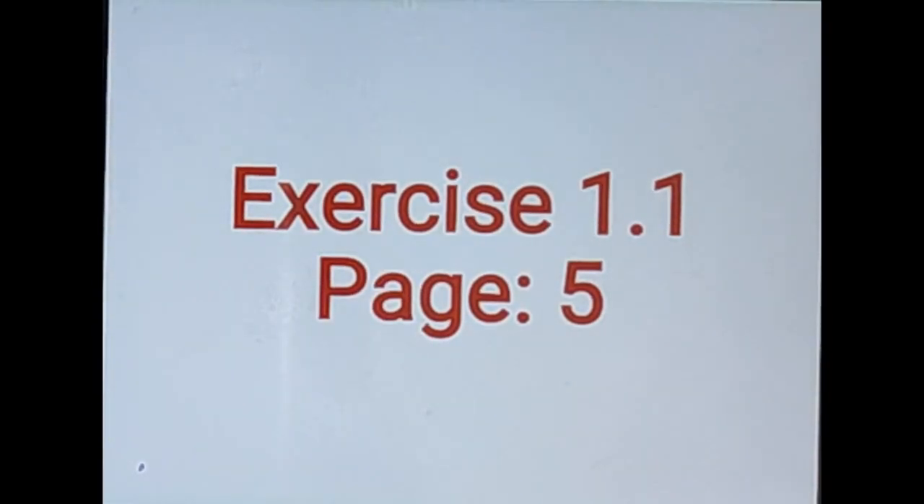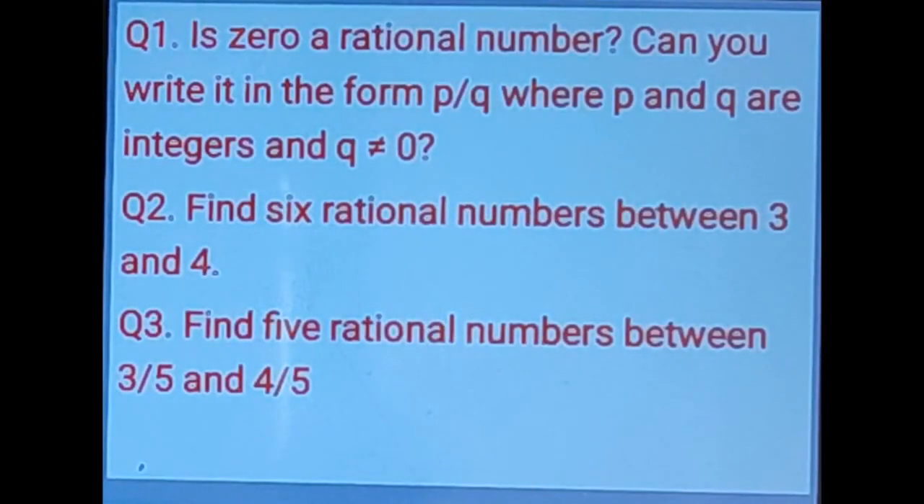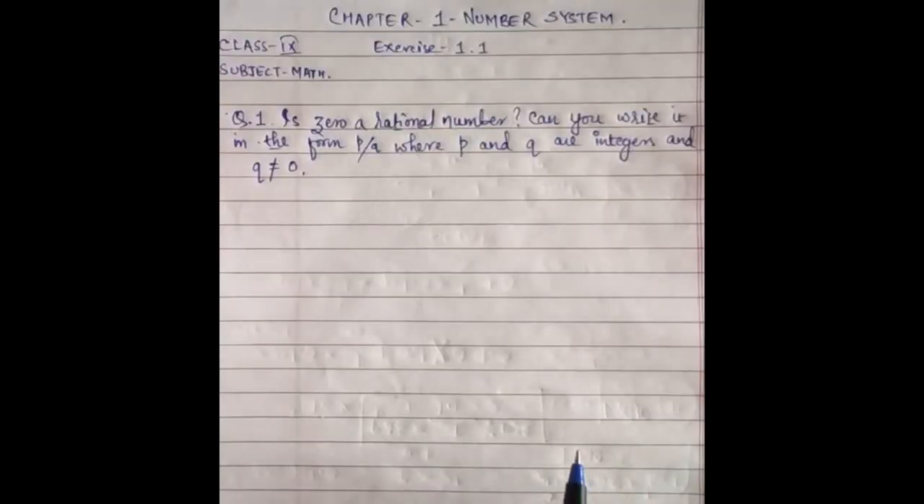So let us start Exercise 1.1, which is on page number 5 of NCERT. Our first question is: is 0 a rational number? Can you write it in the form p by q, where p and q are integers and q is not equal to 0? So let us solve this problem. This was the question, right? Is 0 a rational number?